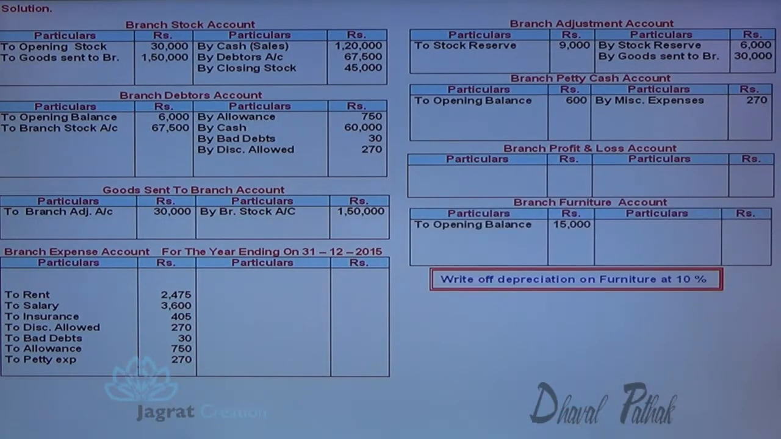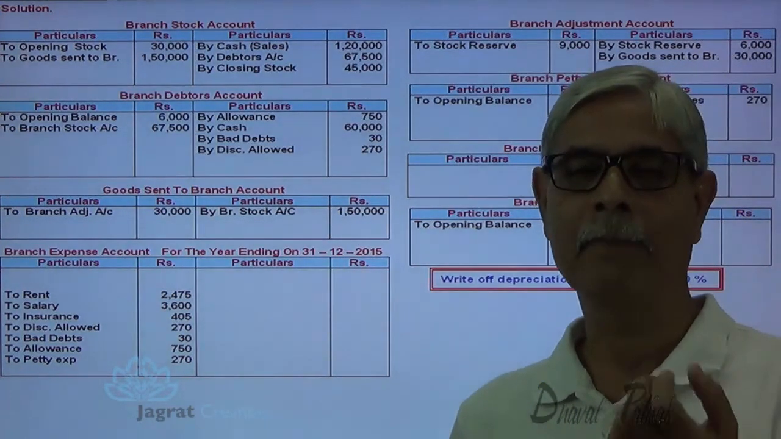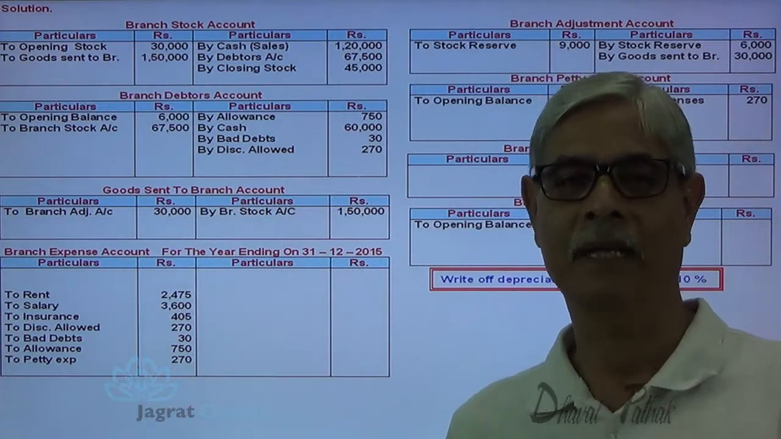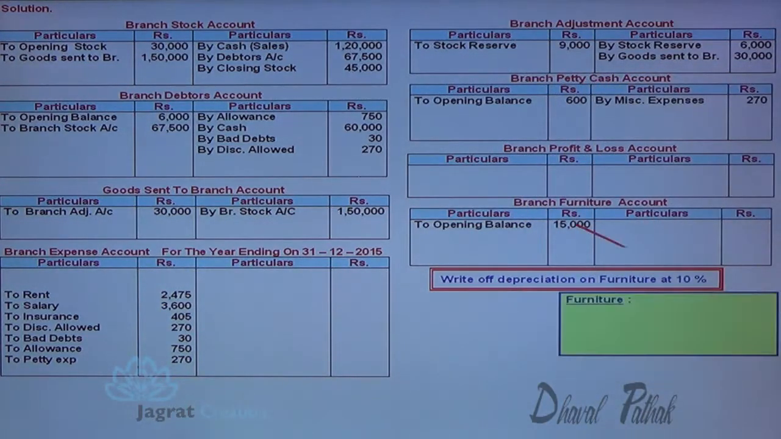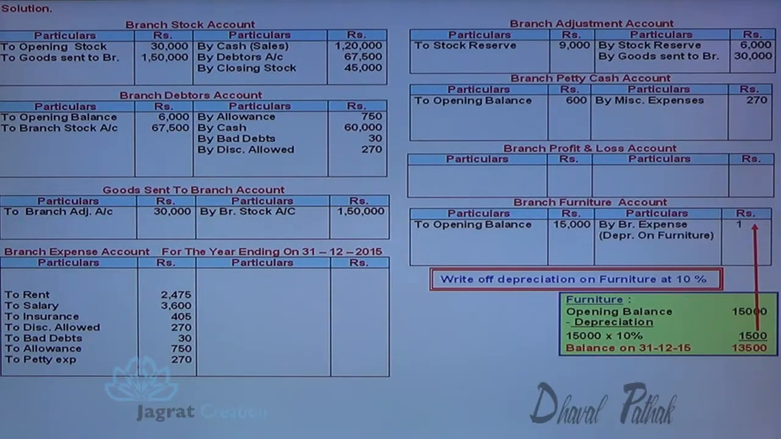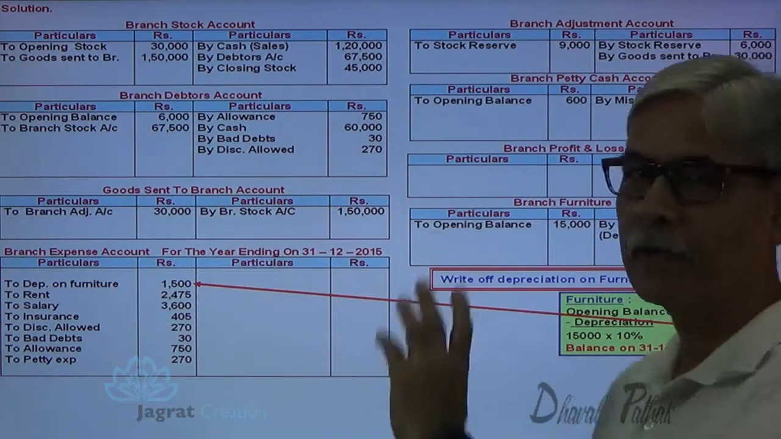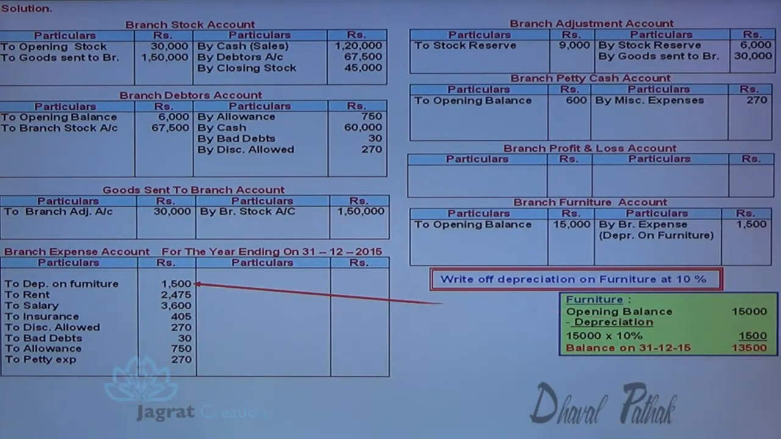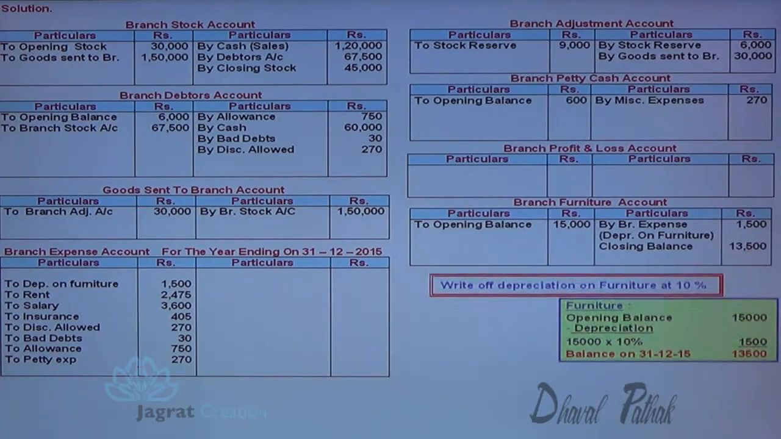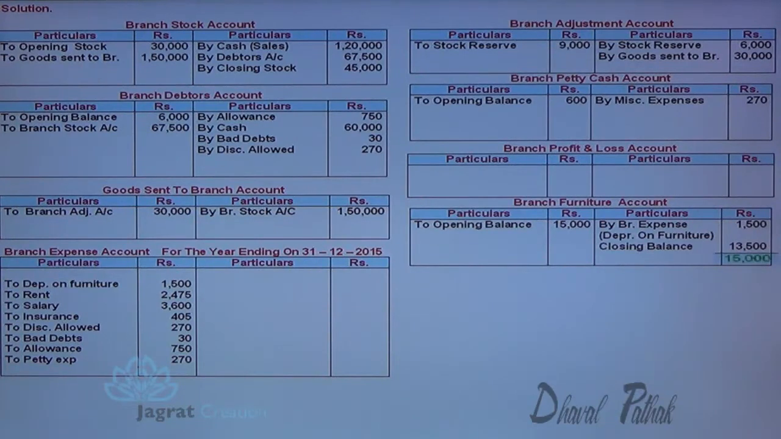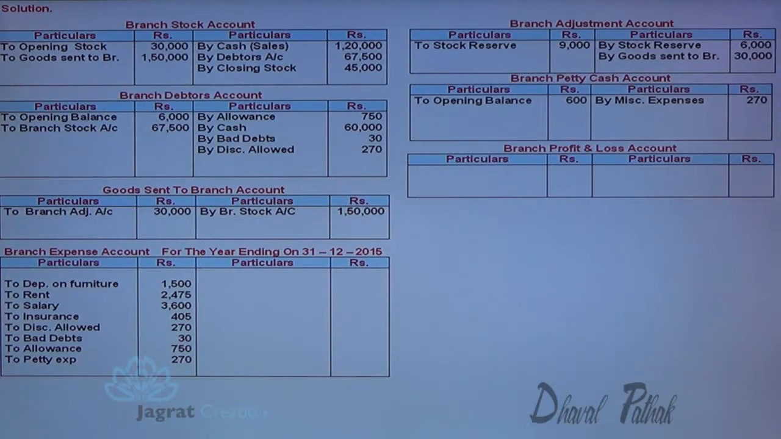Now, write off depreciation on furniture. I think you remember that we have recorded 15,000 opening balance in furniture account. Depreciation thereon at the rate of 10%, 1,500. So, depreciation account debit to furniture account credit, branch expense account debit to depreciation. So, depreciation on furniture is debited to branch expense account. And the closing balance of furniture will be shown in the balance sheet prepared by the head office. Branch furniture 13,500.